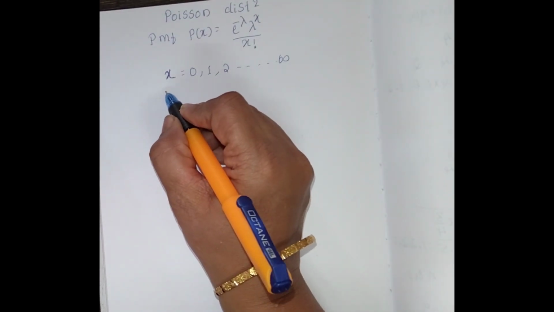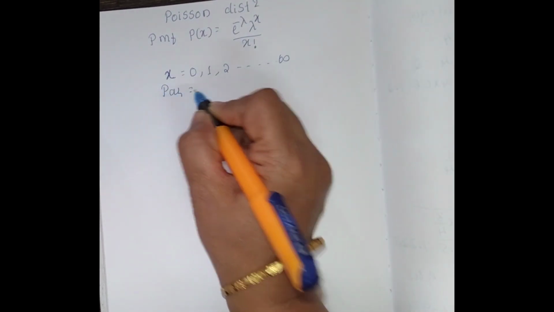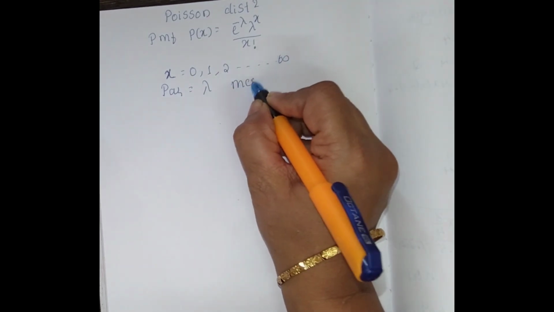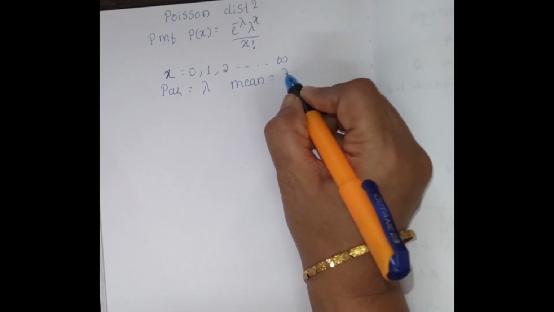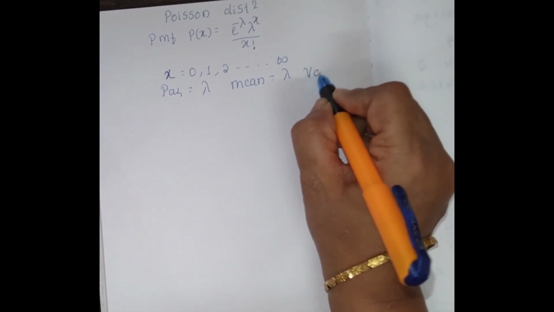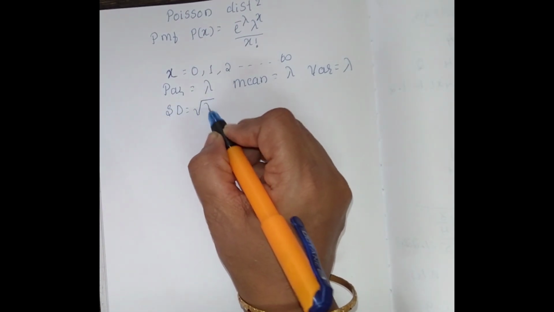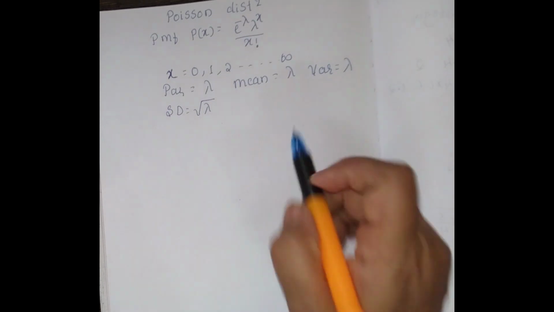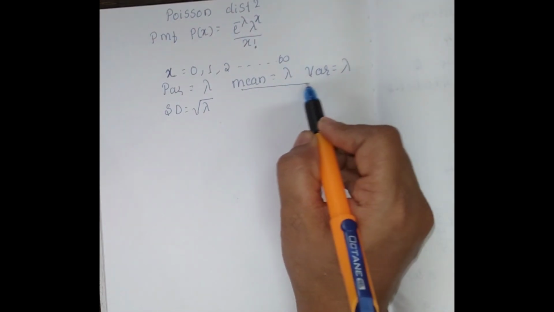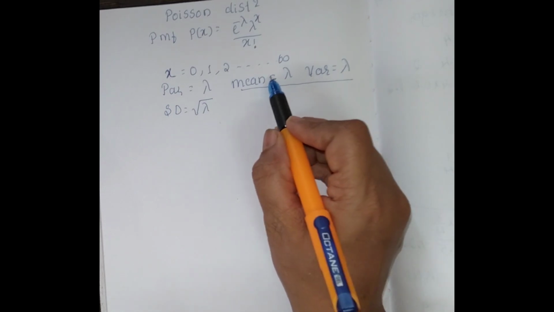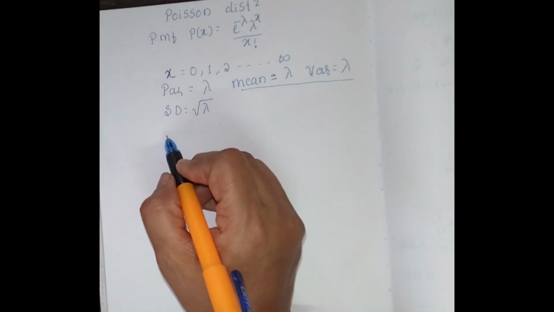Then what is the parameter? Parameter is equal to lambda. What is the mean? Mean is equal to lambda. What is the variance? Variance is equal to lambda. Then what is the standard deviation? Standard deviation is the square root of lambda. Just observe the mean and variance both are equal to lambda.